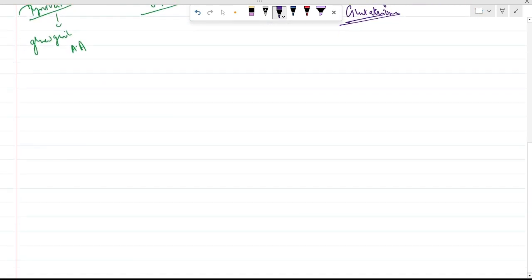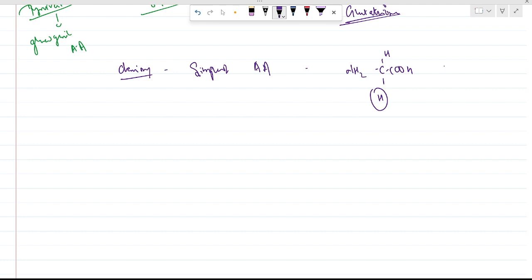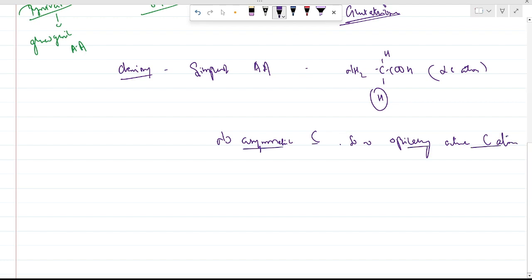We will start with the chemistry. It's the simplest amino acid. We all know that the simplest amino acid is glycine, with the simplest structure. You've seen the structure of an amino acid: the carboxyl group, the amino group, and the hydrogens above and below. This is our alpha carbon atom. Here there is no asymmetric carbon, so there is no optically active carbon atom.